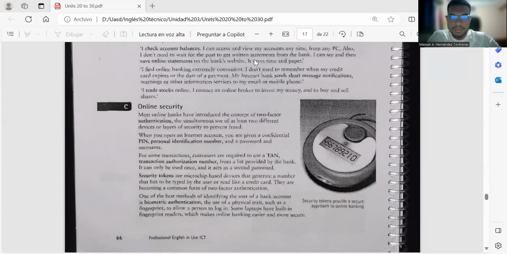Security tokens are microchip-based devices that generate a number that has to be typed by the user or read like a credit card. They are becoming a common form of two-factor authentication. One of the best methods of identifying the user of a bank account is biometric authentication, the use of a physical trace, such as a fingerprint, to allow a person to log in. Some laptops have built-in fingerprint readers, which make online banking easier and more secure.